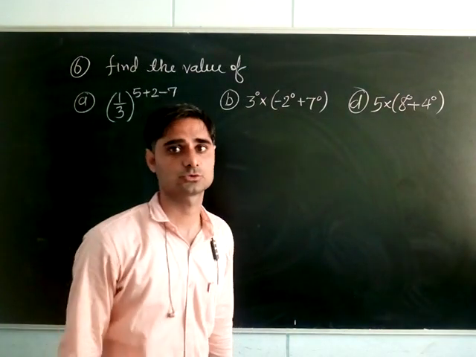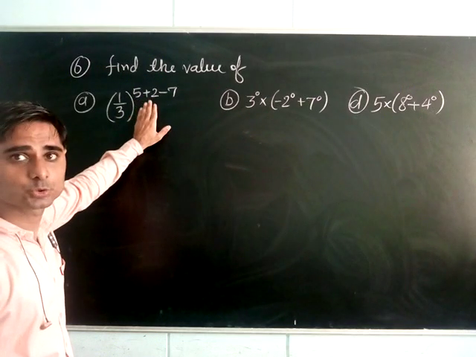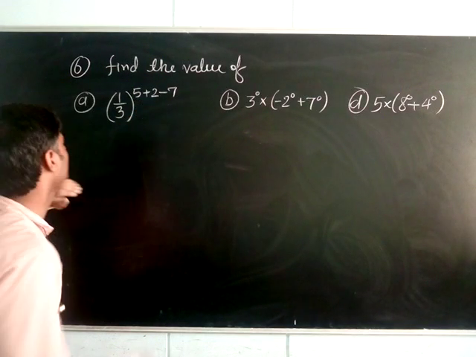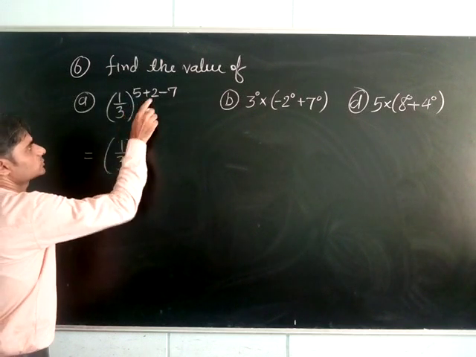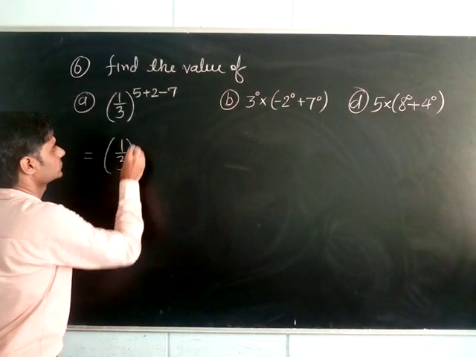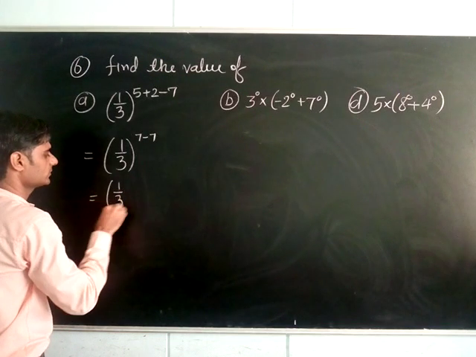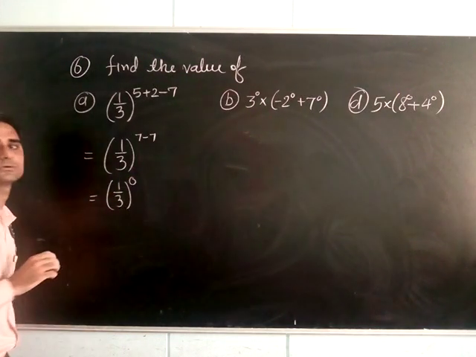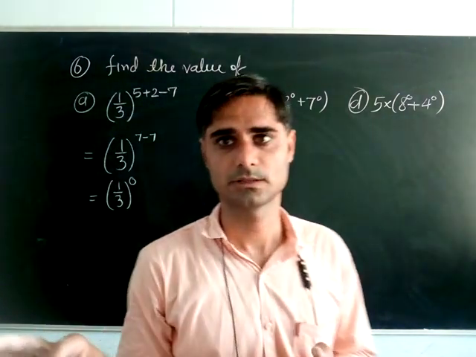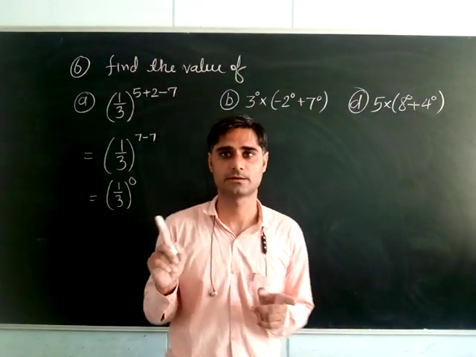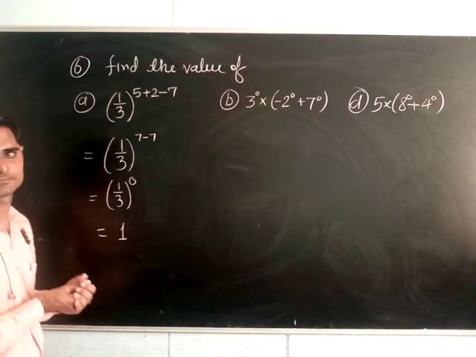Okay, now how to solve these problems? Let us see 1 upon 3 power 5 plus 2 minus 7. This will be equal to 1 upon 3 as it is. Now the power 5 plus 2 equals 7, so this is 7 minus 7. So 1 upon 3 power 7 minus 7 is equal to 0. If the power is 0 of any number, the value will be equal to 1. So finally this will be equal to 1 only.